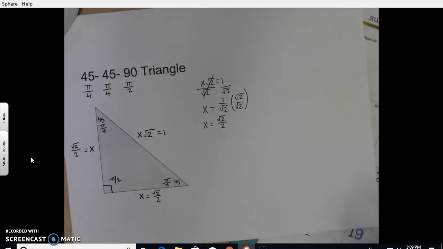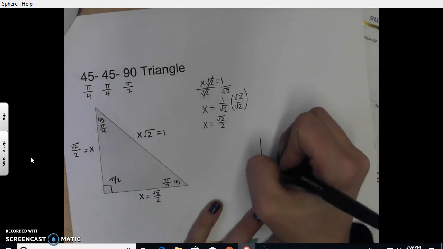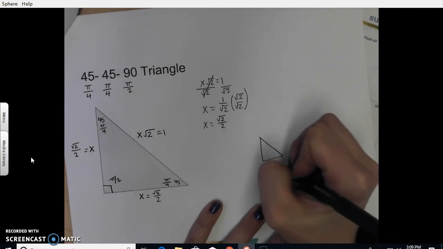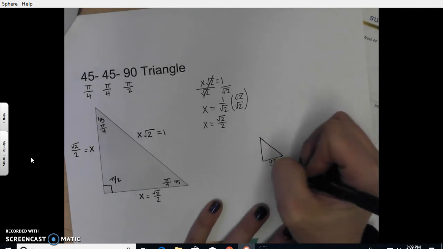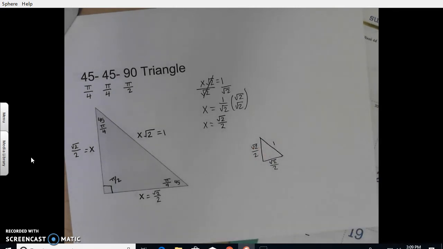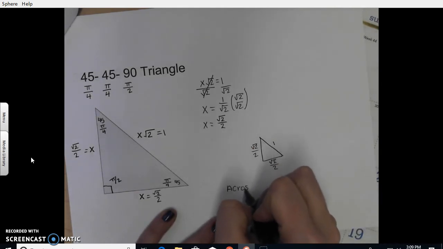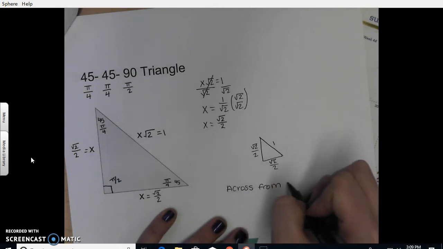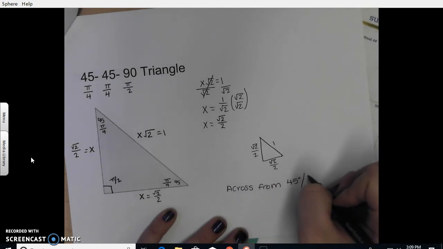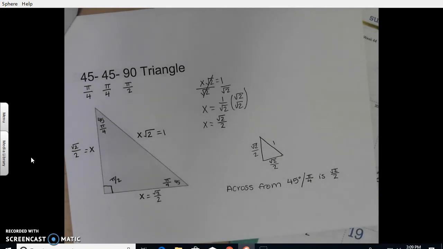Which means the triangle that we want to remember and put into our unit circle will be root 2 over 2, root 2 over 2, and 1. So, across from 45 degrees, or pi over 4, is side length root 2 over 2.